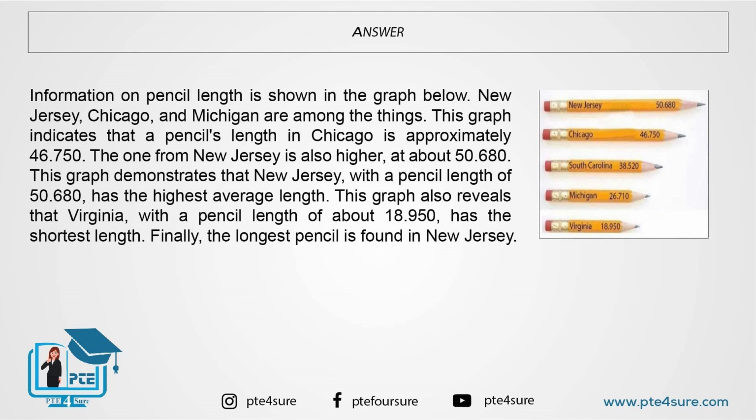This graph demonstrates that New Jersey, with a pencil length of 50.680, has the highest average length. This graph also reveals that Virginia, with a pencil length of about 18.950, has the shortest length. Finally, the longest pencil is found in New Jersey.